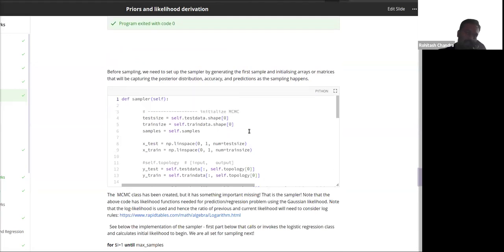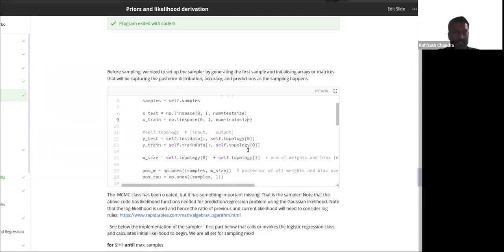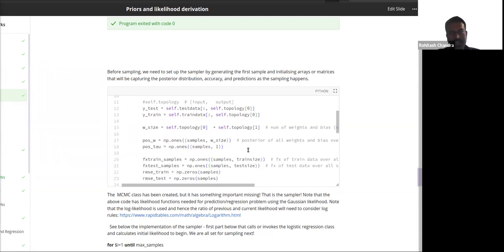Finally, we have a class sampler. The sampler is a method or function of the MCMC class. It looks into the data, sets your train size and test size, makes your data sets, and so on.